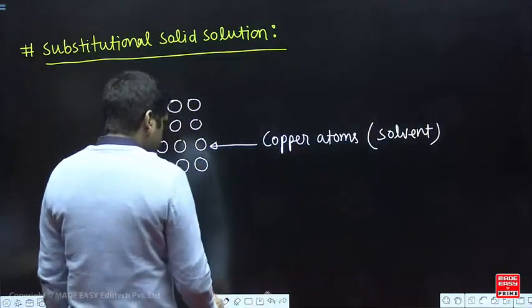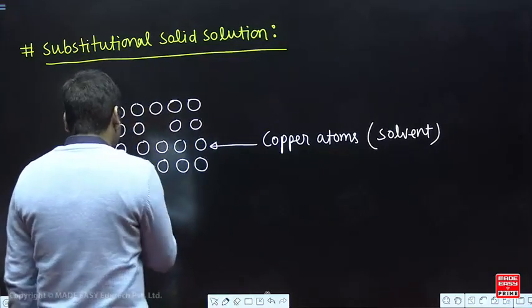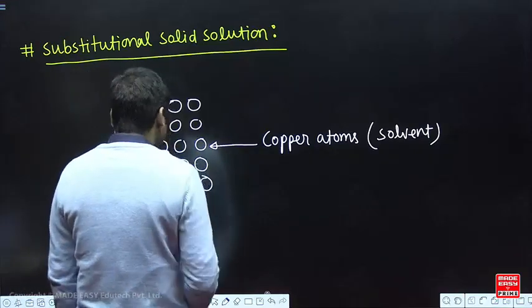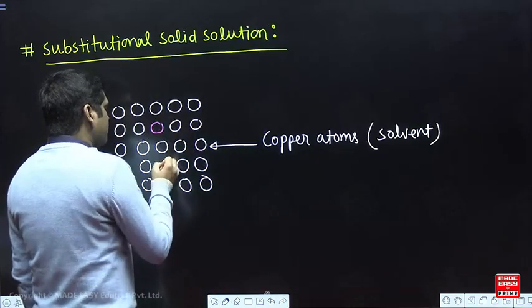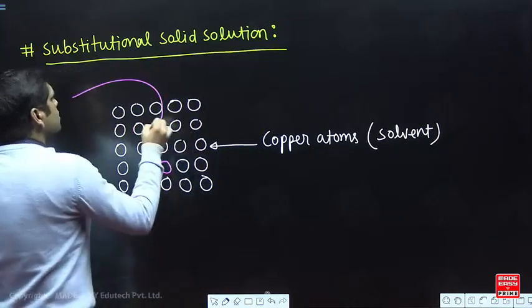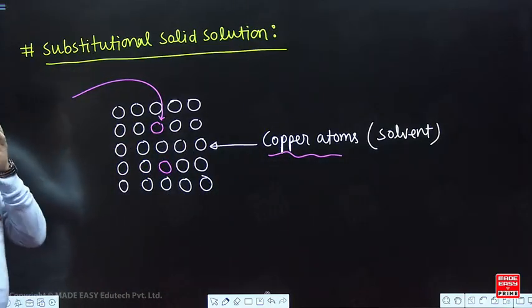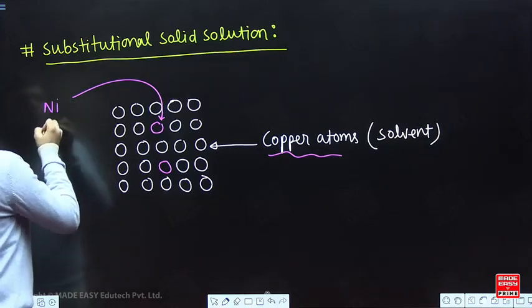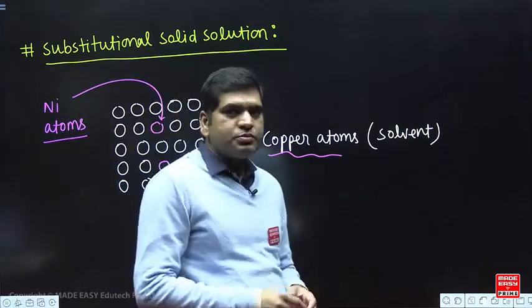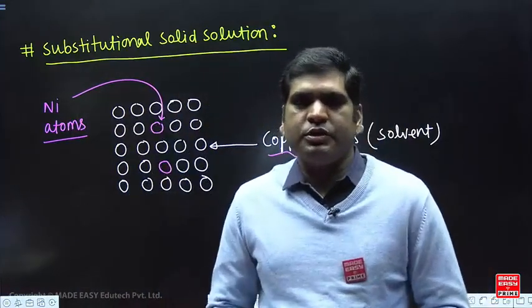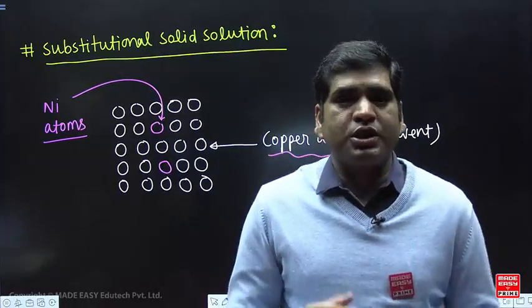Now suppose you add some nickel atoms. Nickel atoms will replace copper and take their position. So the crystal structure is more or less what it was with the copper. The crystal structure is retained and these are the nickel atoms. Such a kind of alloy where the solute atoms are replacing the solvent atoms, but the crystal structure of the solvent is maintained, is known as a substitutional alloy.